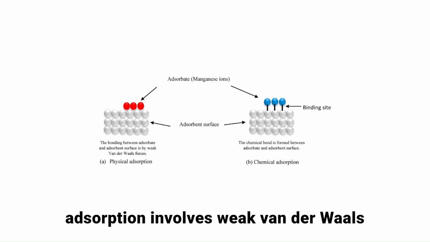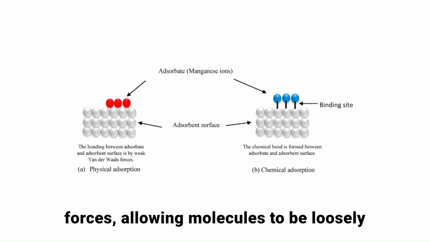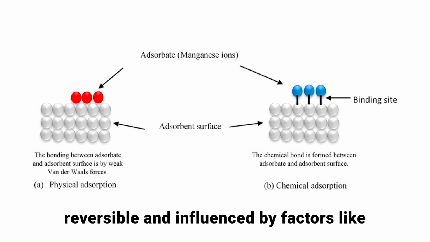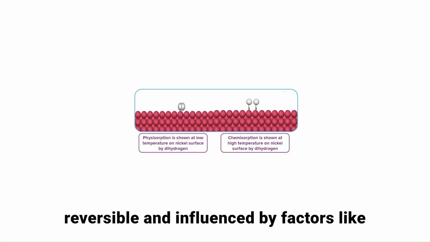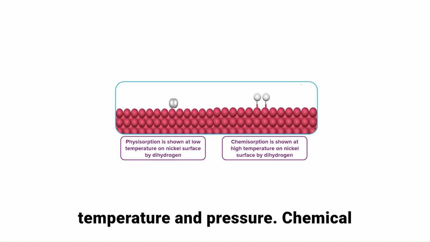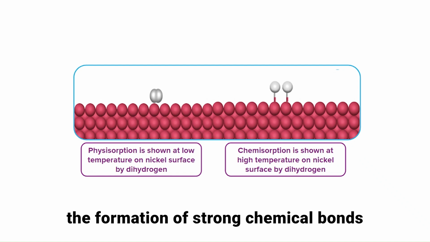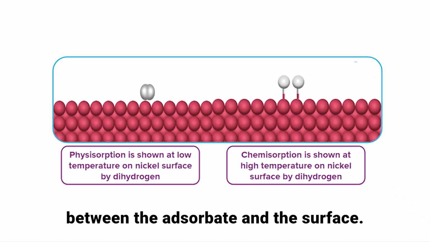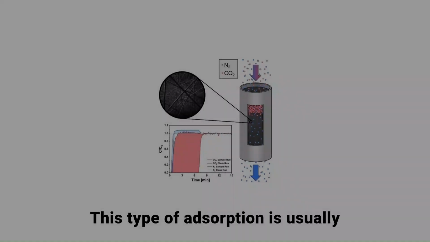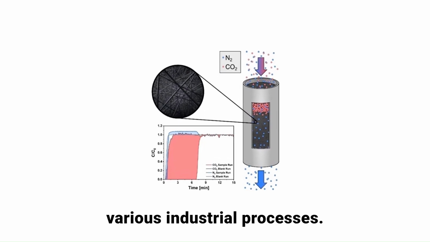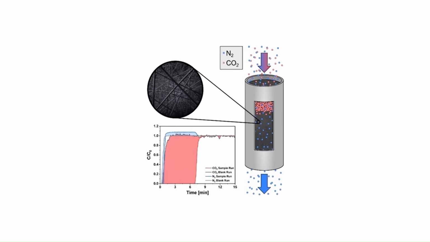Physical adsorption involves weak van der Waals forces, allowing molecules to be loosely held on the surface. It is reversible and influenced by factors like temperature and pressure. Chemical adsorption, on the other hand, involves the formation of strong chemical bonds between the adsorbate and the surface. This type of adsorption is usually irreversible and plays a crucial role in various industrial processes.